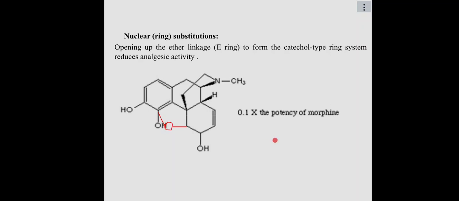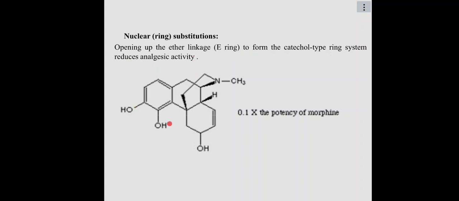You had a ring there, the dihydrofuran. You can see in this particular compound that ring has been removed, but the hydroxyl group, the oxygen of that ring, has been retained at position number 4. And indeed, when that was retained, that compound didn't have very good activity. So you will find the actual morphinans do not have that hydroxyl group. Opening up the ether linkage to form the catechol-type ring system reduces analgesic activity.